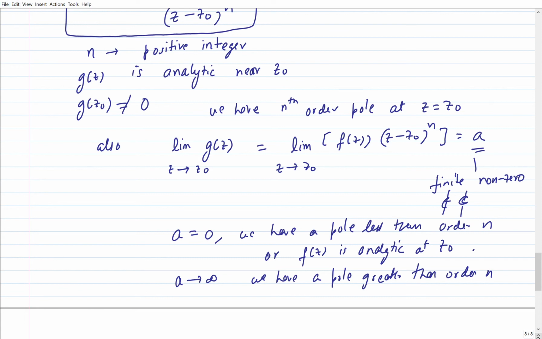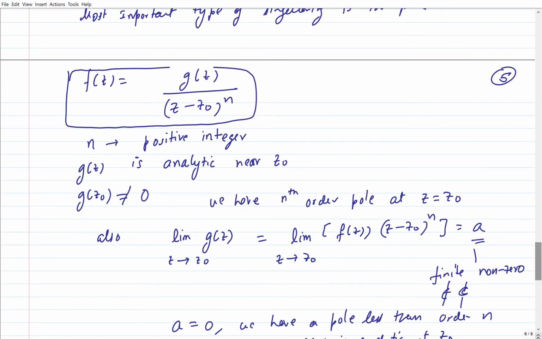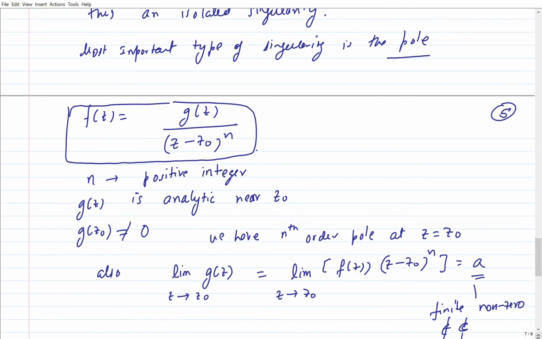that we had a particular form of fz, and we were exploring what conditions tell us what type of singularity we have, and we were exploring a typical type of singularity which was called the pole. And we said that if the function can be expressed as this guy where gz is analytic near z0, I am exploring near z0, n is a positive integer, and the evaluation of gz0 is not equal to 0, well, then I say that this is an nth order pole at z equals z0.